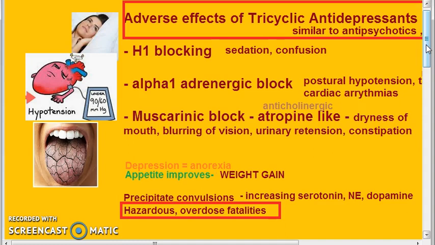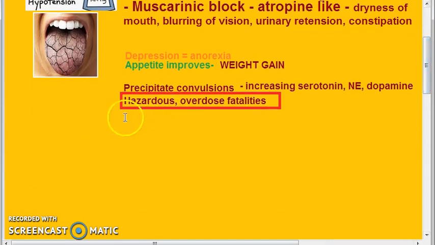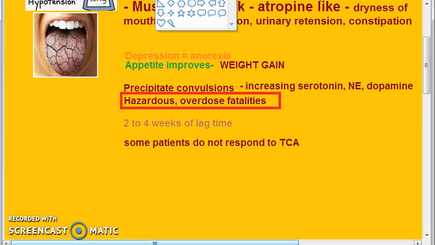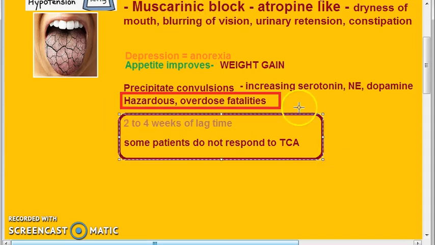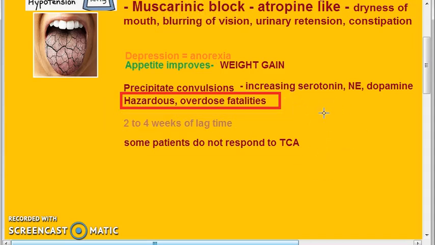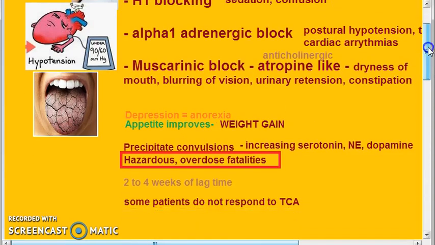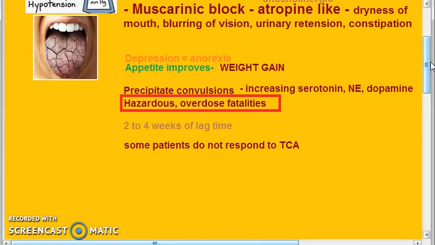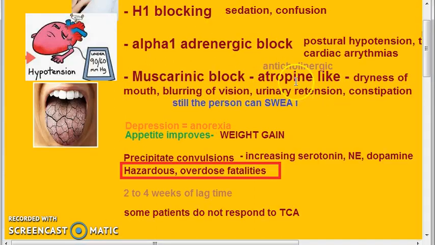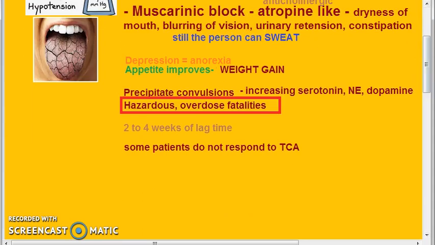Then before the action is seen, there will be 2 to 4 weeks of lag time. There's a 2 to 4 week lag time, and also some patients may not even respond to this drug. Okay. Then what else? Confusion, sedation, confusion we have already mentioned. Then despite anticholinergic action, the person can still sweat. This is a different type of action here. Then there can be sexual distress. Why sexual distress? That we have to explain.